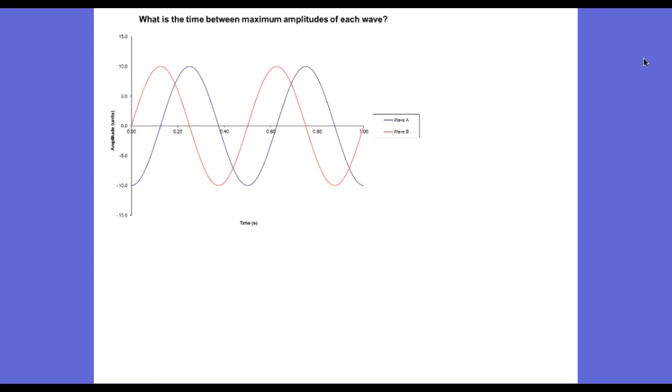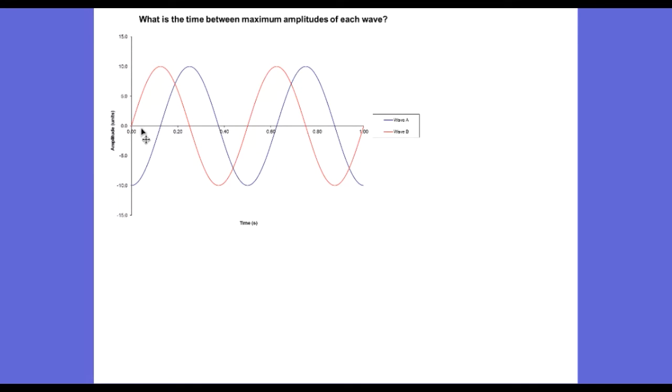Let's test our understanding. Here we have 2 waves. I'll label them wave A and wave B. A is the blue, B is the red. And they are offset by some phase difference. We see that they have the same frequency, but they have different phase. Let's see if we can figure out what is the time between the maximum amplitudes of each wave. Right here are the 2 maximum amplitudes. How much time is between those 2 points?